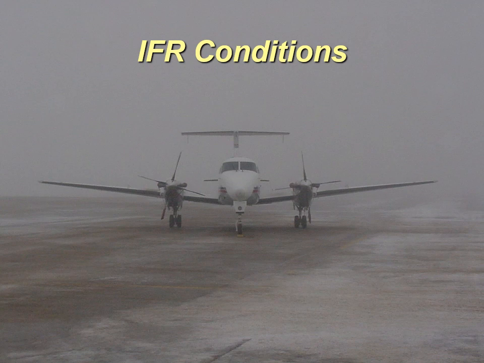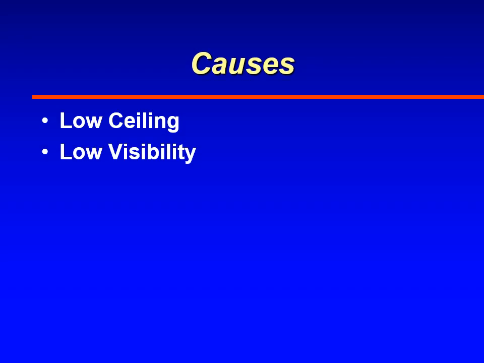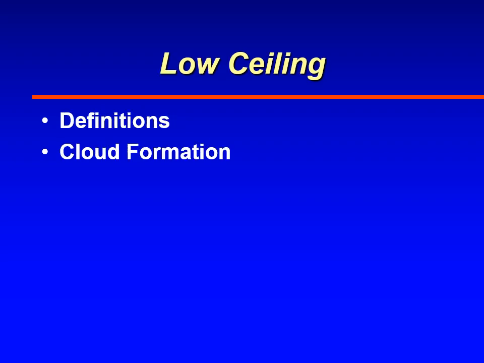Hello everyone, and we're continuing our discussion into IFR conditions. What we're going to do now is talk about the causes of IFR weather. And it's pretty obvious that what causes IFR is low ceilings and low visibilities. So we're going to look at low ceiling first, and we're going to look at the definitions of ceiling. You've seen these before. Then we're going to talk about the different methods by which clouds form.